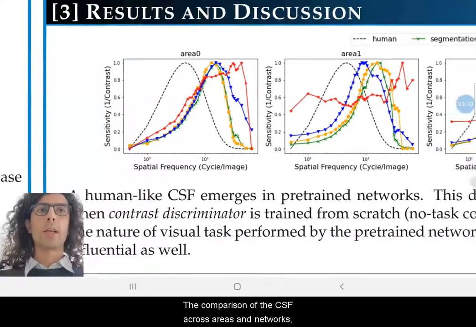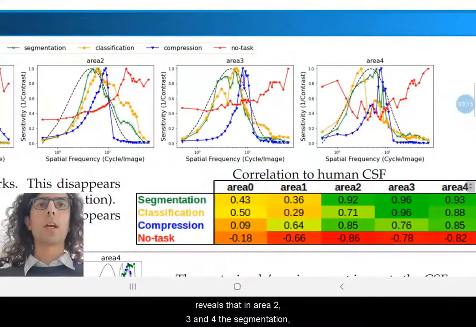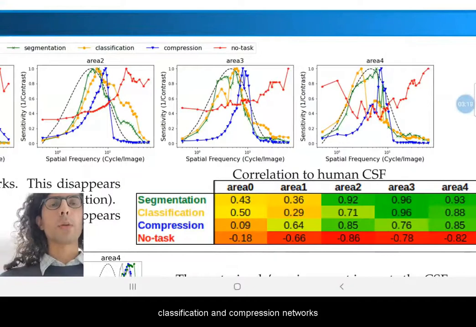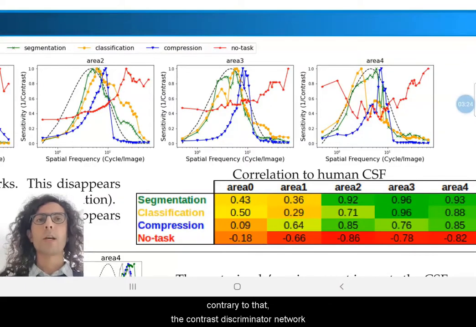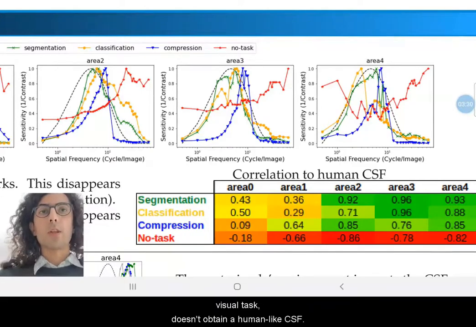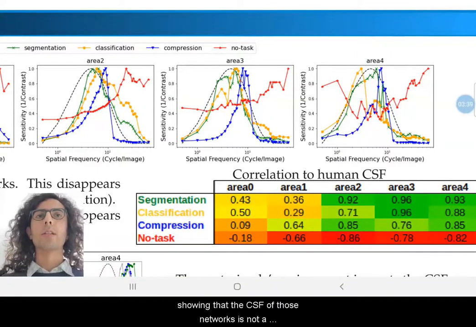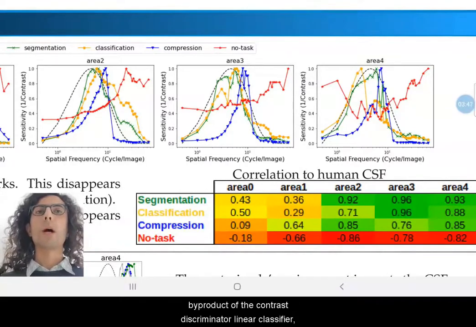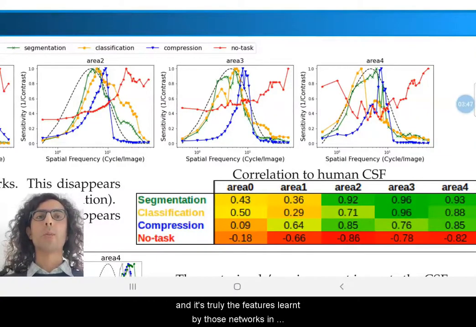The comparison of the CSF across areas and networks reveals that in areas 2, 3, and 4, the segmentation, classification, and compression networks obtain a CSF that very well resembles the human CSF. Contrary to that, the contrast discriminator network trained from scratch without any pre-trained visual task doesn't obtain the human-like CSF. This can be considered a control experiment showing the CSF of those networks is not a byproduct of the contrast discriminator linear classifier and is truly the features learned by those networks in the pre-trained tasks such as segmentation and classification.